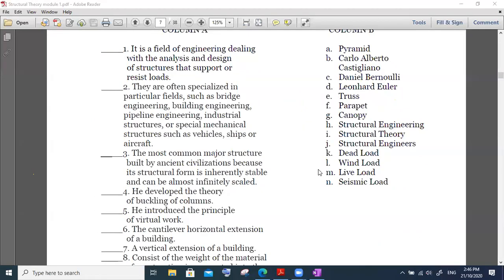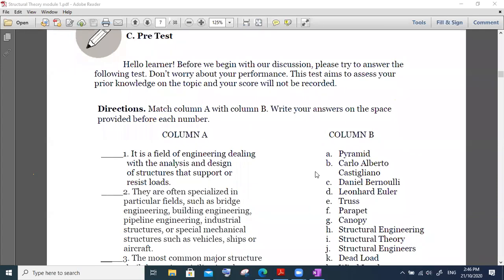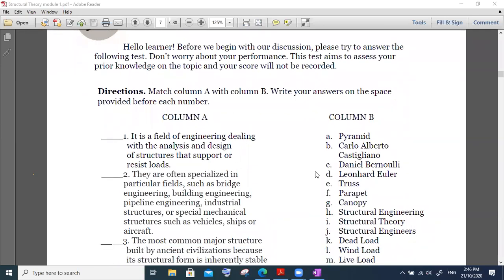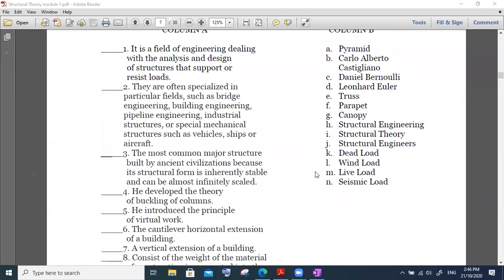Nakasagot na kayo ng pretest. Ano lang naman to, madali lang naman to. Sa pretest, hindi nyo kailangang i-perfect. This is not recorded. Actually, yung pretest is just a gauge para malaman natin kung ano na yung prior knowledge natin.